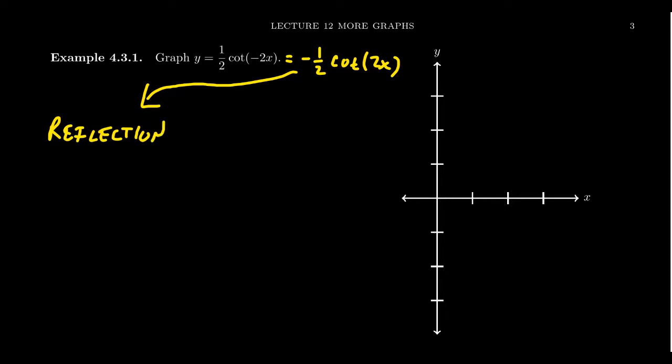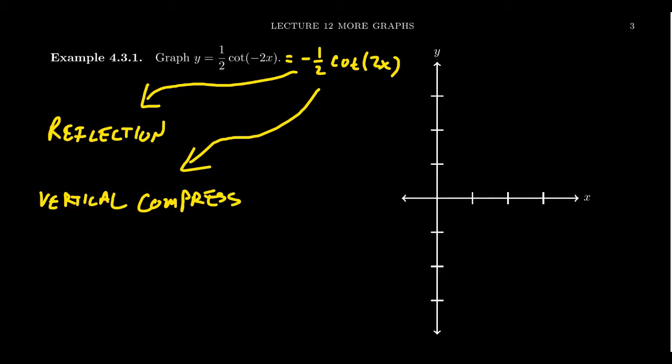What does this 1/2 mean? This 1/2 means there's going to be a vertical compression by a factor of 2. So the whole graph is going to get smaller by a factor of 1/2. And then what does this 2 here mean? This changes the period, right?